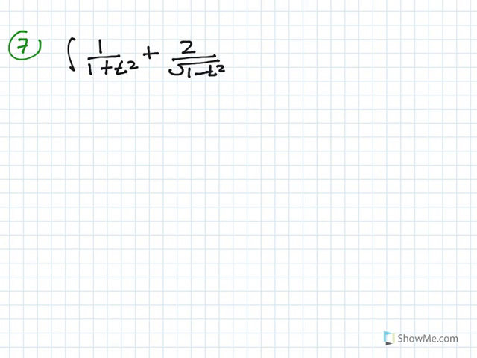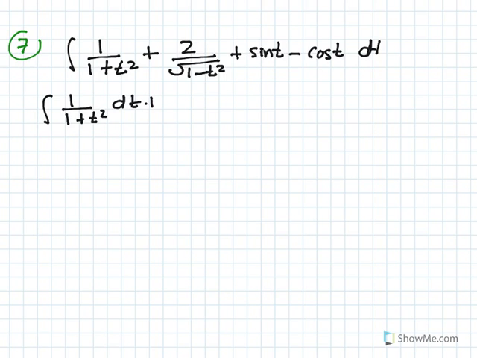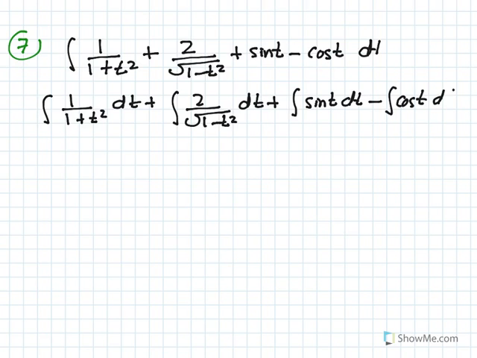Here we have question number 7. Integral of 1 over 1 plus t squared plus 2 over root of 1 minus t squared plus sine t minus cos t dt. So we're going to split up the integral. That's the integral of 1 over 1 plus t squared dt plus the integral of 2 over root 1 minus t squared dt plus the integral of sine t dt minus the integral of cos t dt.